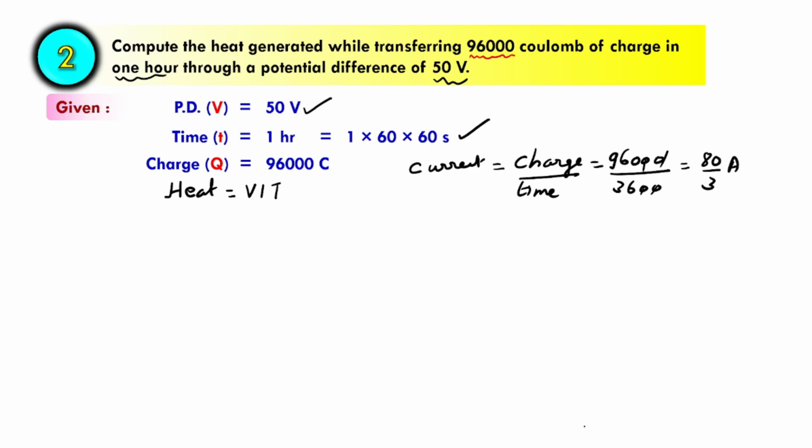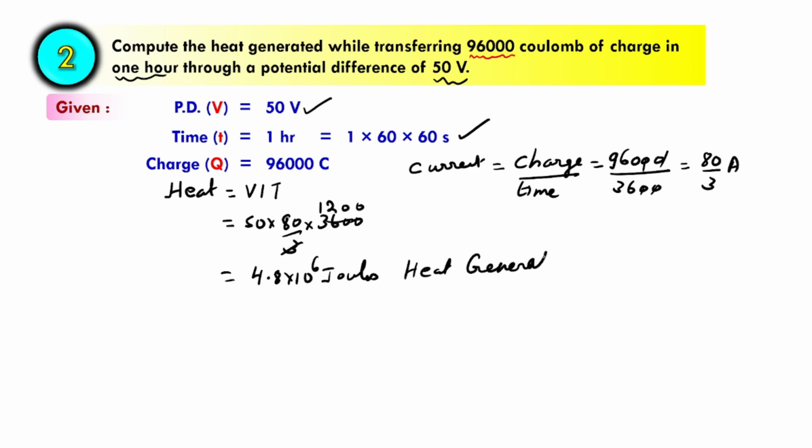Now what is the next task? All that we have to do is to substitute the values here. It's 50 into 80 divided by 3 multiplied by 3600. Cancel this off, that is 1200. So this is equal to 4.8 into 10 to the power of 6 joules. So the heat which is generated is equal to 4.8 into 10 to the power of 6 joules, and this is your answer.